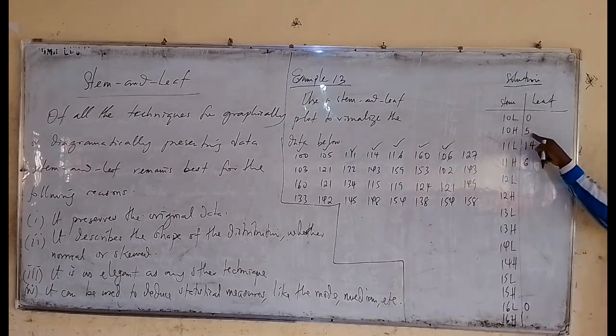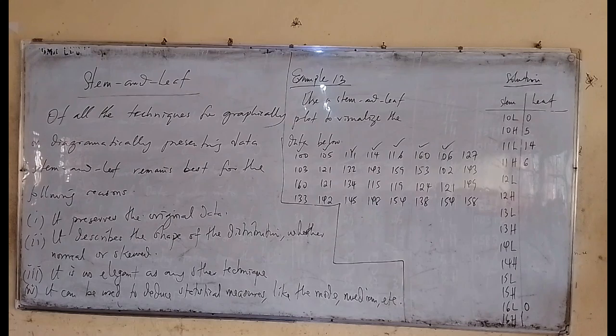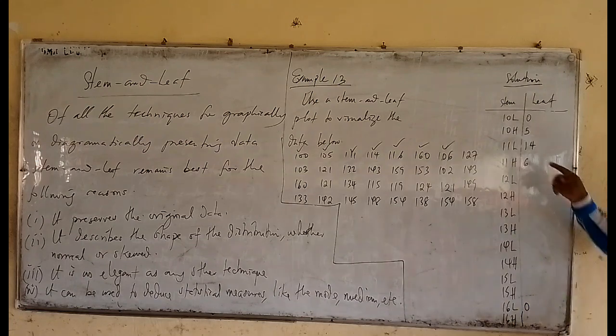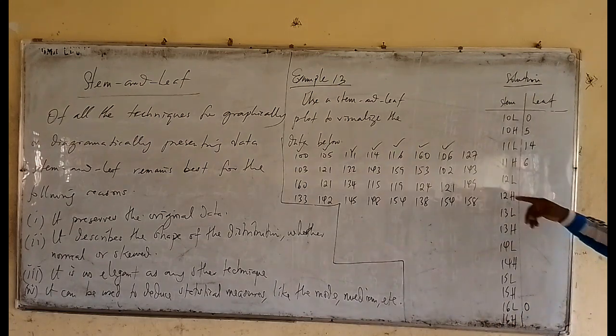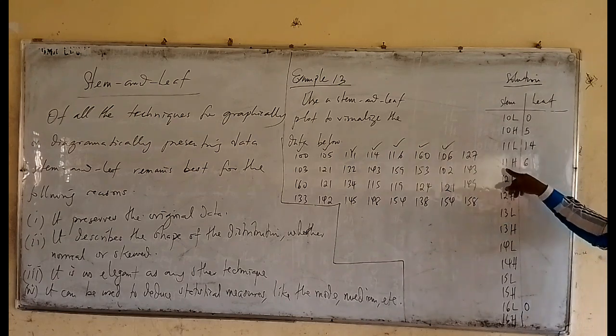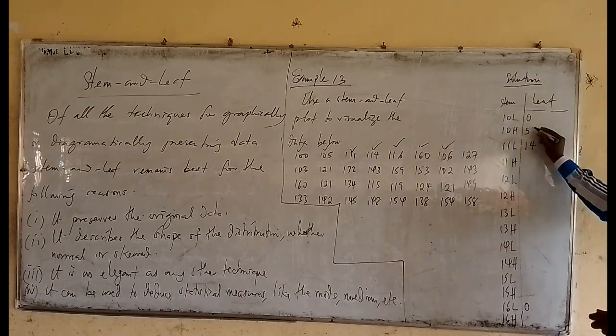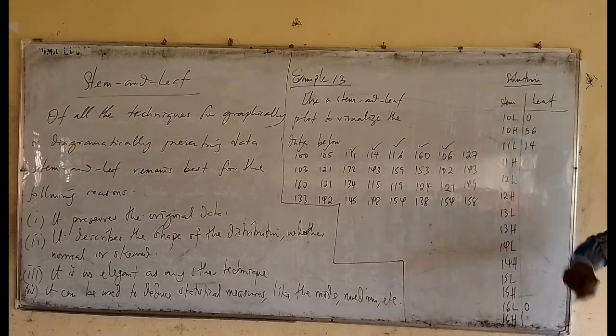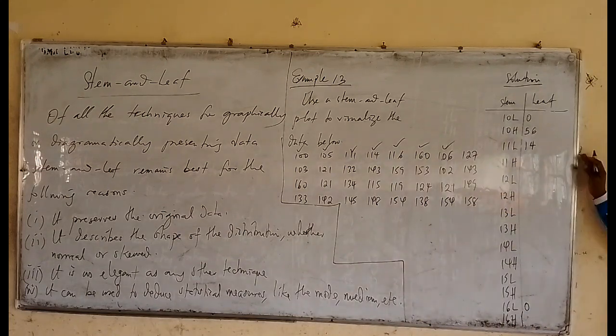Yes. I'm taking the first two digits. Your leaf is the last digit. Do you understand me? Your leaf is the last digit. And the last digit in this case, for instance, is 6. So, how did I get it? No, it should have been under, it should be here. Now, 127. Yes, now.